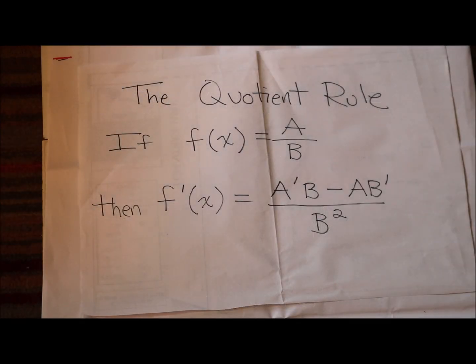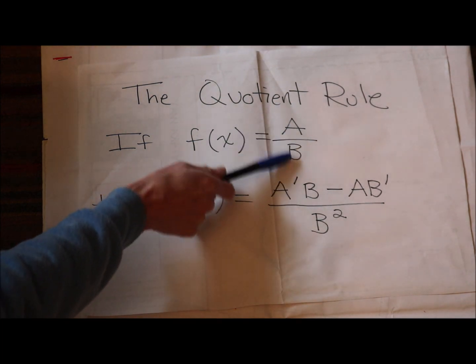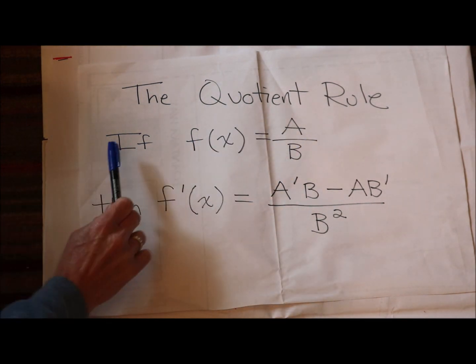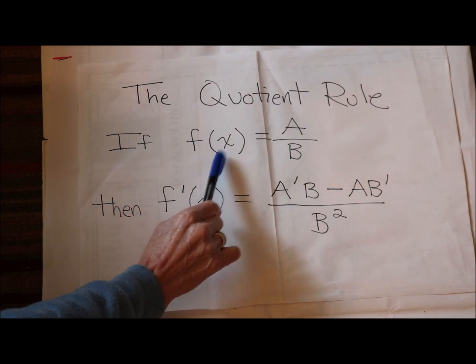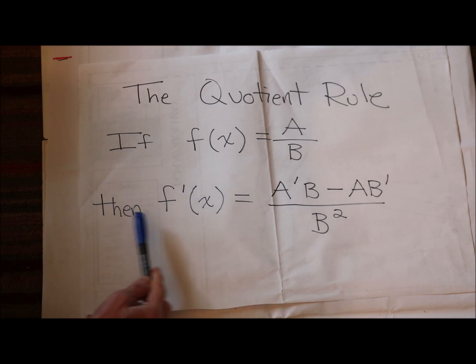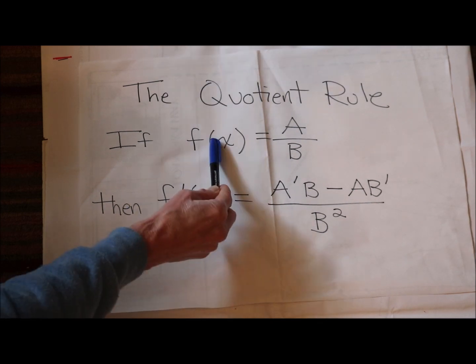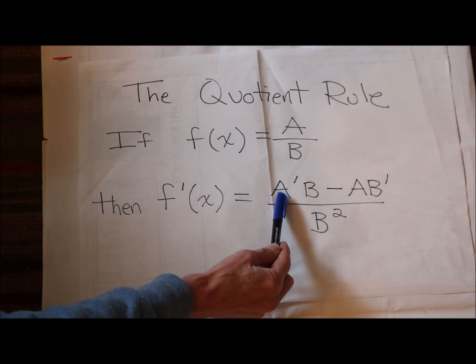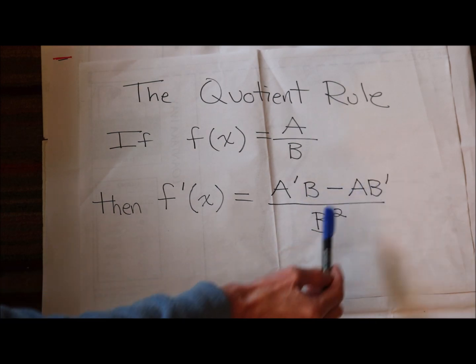Let's learn about the quotient rule. The quotient rule helps us find the derivative of, strangely enough, quotients. In other words, when we have fractions, functions that are fractions. So, for example, if I have f of x defined as some function a divided by some other function b, then the derivative of f is going to be a prime b minus ab prime over b squared.